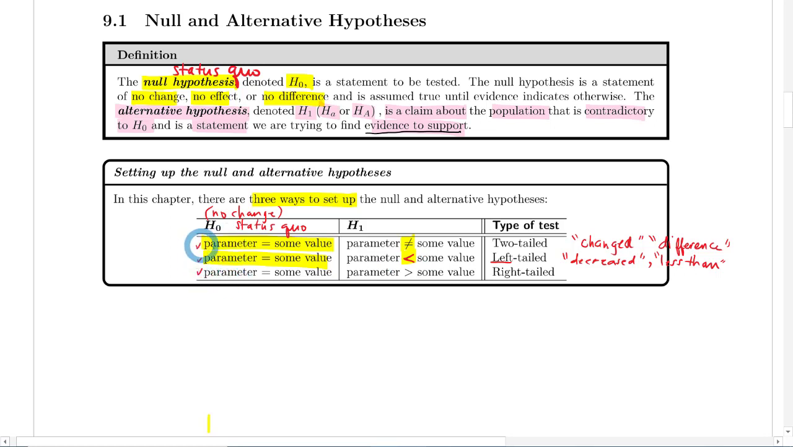So then the last one is, again, status quo. Notice all of these are for the null. All 3 scenarios have status quo for the null. The alternative is when something's happening. So the last scenario is when a parameter is greater than some value or has increased. Notice it points to the right, and so we call it a right tail test. You'll see it a lot as increased, greater than, something like that. So those are some keywords.